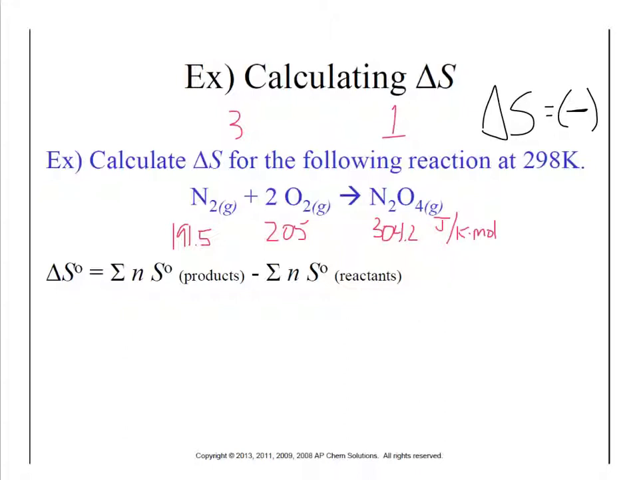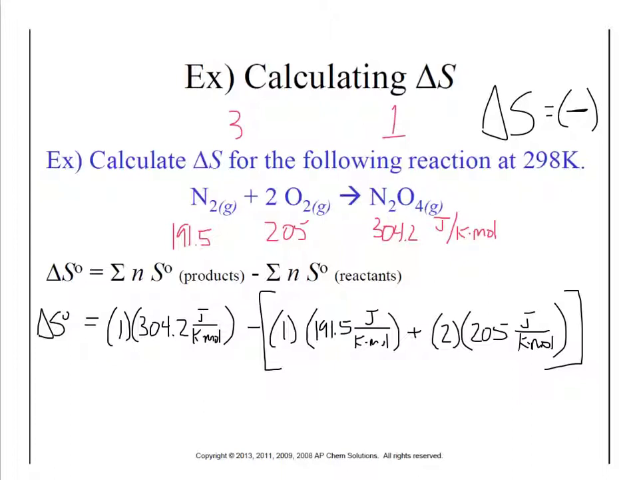Alright, so you can look these numbers up. I went ahead and looked them up. 191.5 for nitrogen, 205 for oxygen, and 304.2 for dinitrogen tetraoxide. And the units for all of those are joules per Kelvin mole.